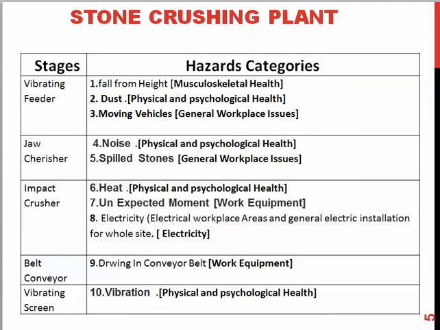Number 8, we can see electricity. So this is 5. Our minimum criteria is completed for 5 categories in our 8 hazards. Number 9 is conveyor belt. So drawing in conveyor belt, this is a work equipment hazard. And number 10 is vibration. So you can see for the crushing plant we have discussed 10 hazards from 5 specific categories. That is the minimum requirement for the IG report.